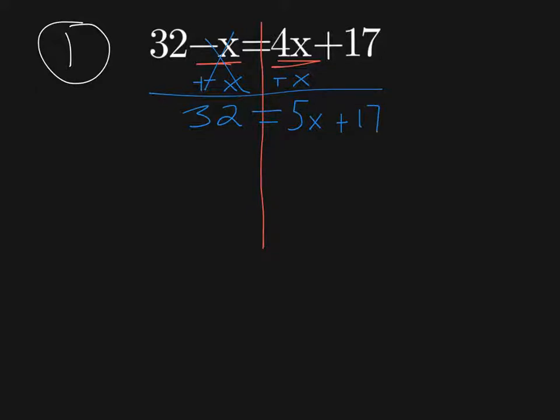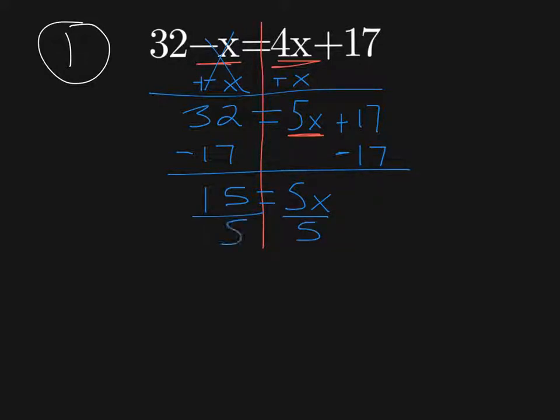Now this is just a regular two-step equation like we've done before. So again, my variable term is right here. I have to move the 17 first. And so we're going to do the opposite. It says plus 17, so I'm going to subtract 17. Well, 32 minus 17 is, let's see, 15. And then finally, we are going to divide by 5 because we want to isolate the variable. So in this problem, x is equal to 3.